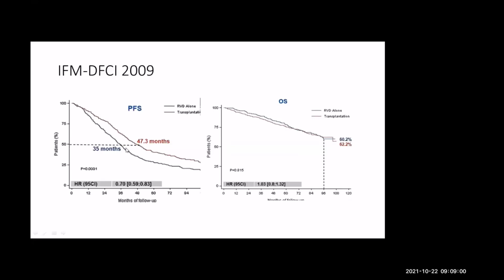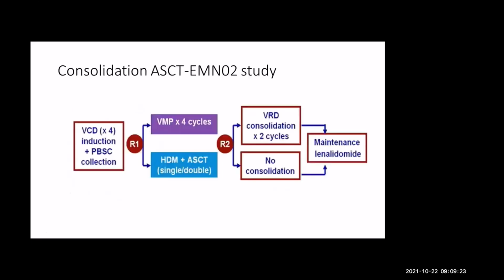But this doesn't say that you don't have to do transplant. For doing a transplant at the time of salvage, you have to collect the cells, store the cells, and it is difficult to do transplant at the time of relapse. Even in this study, I think 20 to 25% of the patients didn't undergo transplant in the RVD alone arm. So we should keep this in mind, and we should decide for our individual patient whether it is feasible to do stem cell transplant.